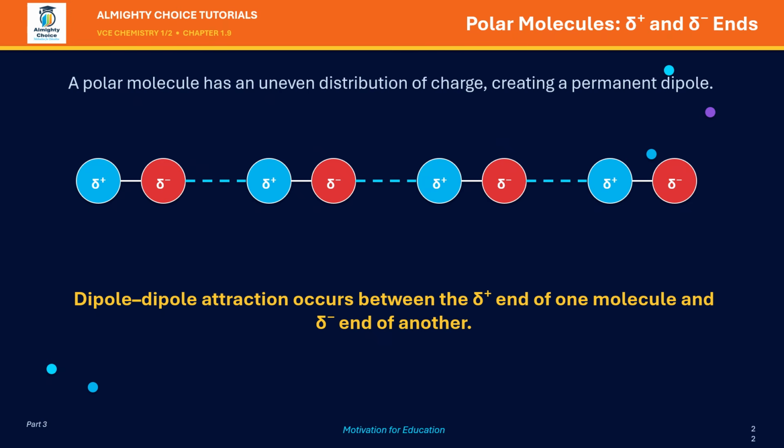This slide shows polar molecules with delta positive and delta negative ends. The symbol delta means partial charge. The attraction happens between the delta positive end of one molecule and the delta negative end of another molecule. Because these dipoles are permanent, the attraction is stronger than a temporary dispersion attraction in a similar sized molecule.